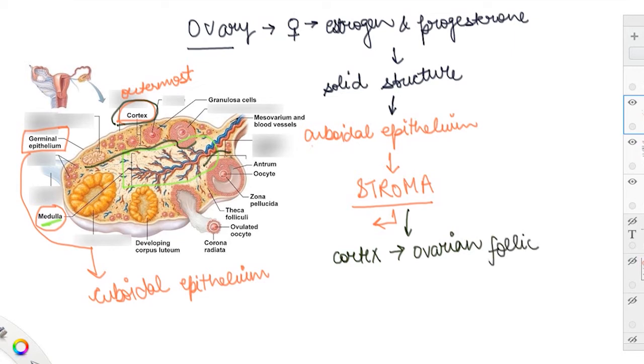In fact, these ovarian follicles are the structures which ultimately lead to the release of the ova, and we will discuss how. So these lead to the development of the ovarian follicles. Now the fully mature follicle that ultimately leads to the release of the ovum is this.